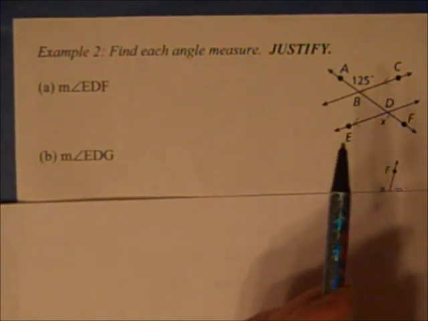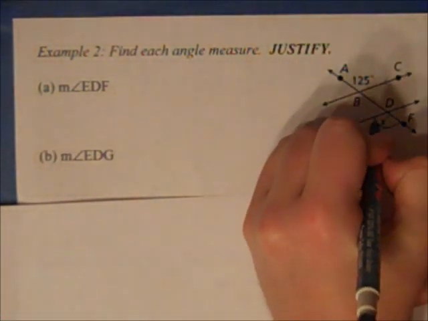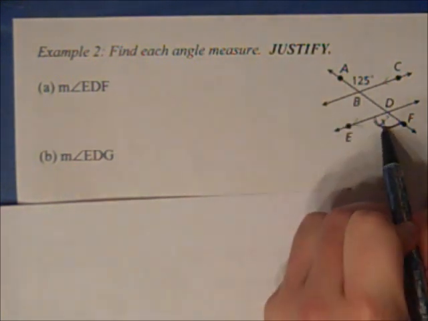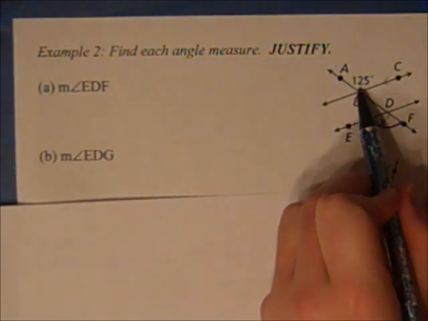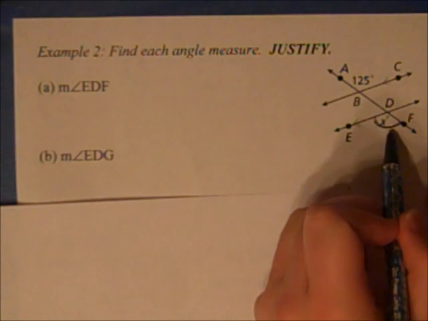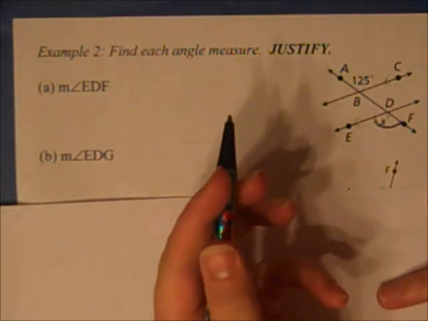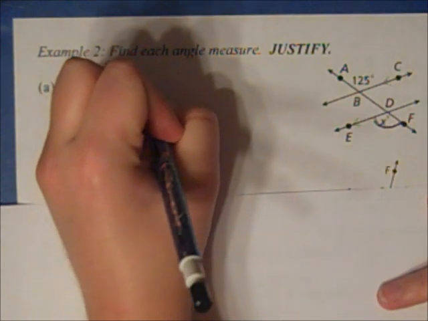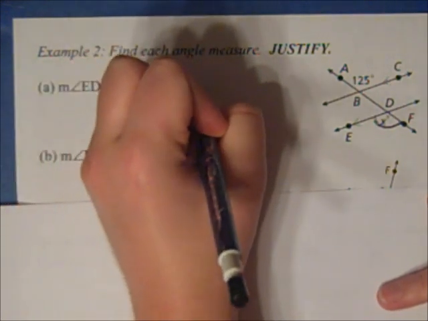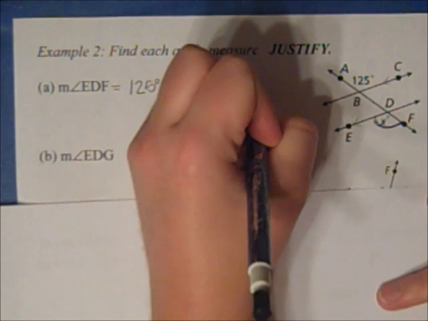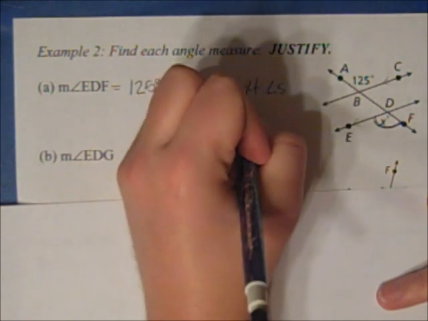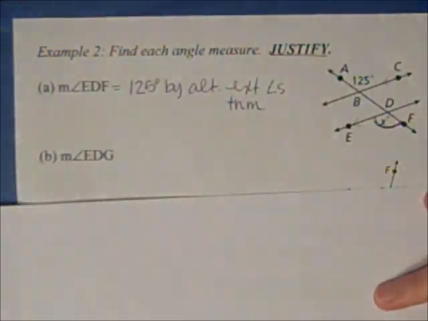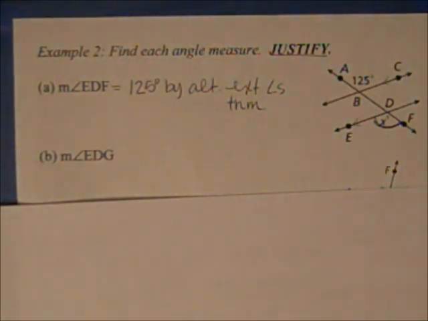Okay, so EDF, let's mark that. EDF is X right here. The only other angle we're given is ABC. These two are alternate exterior, and we just learned that alternate exterior angles are congruent. So we know that EDF is 125 degrees by the alternate exterior angles theorem. Okay, we need to put that because the problem says to justify.